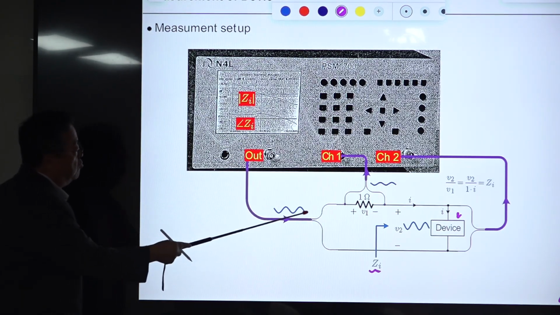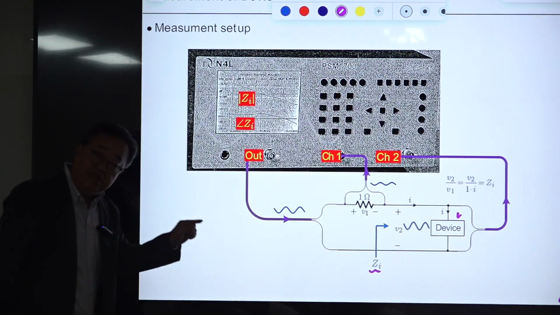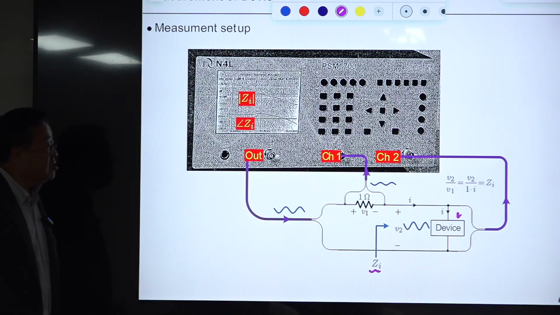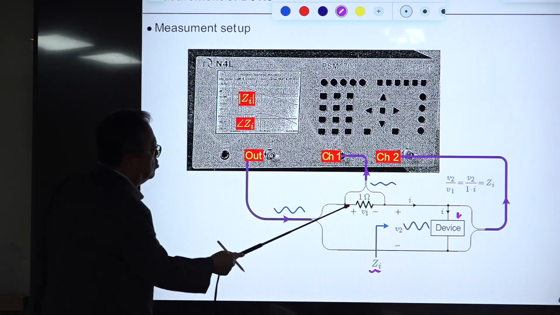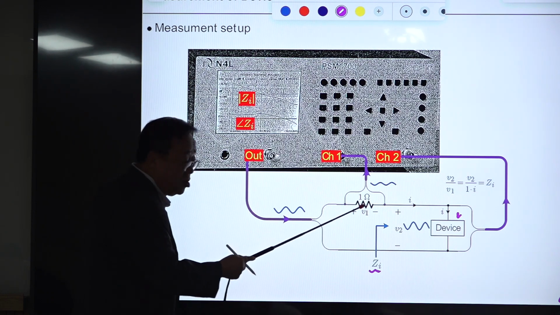This is a sinusoidal waveform, okay? And the sinusoidal input is passing through this. This is 1 ohm with very high precision, so this is exactly 1 ohm. So the voltage developed across here is I times 1 ohm, which is I.